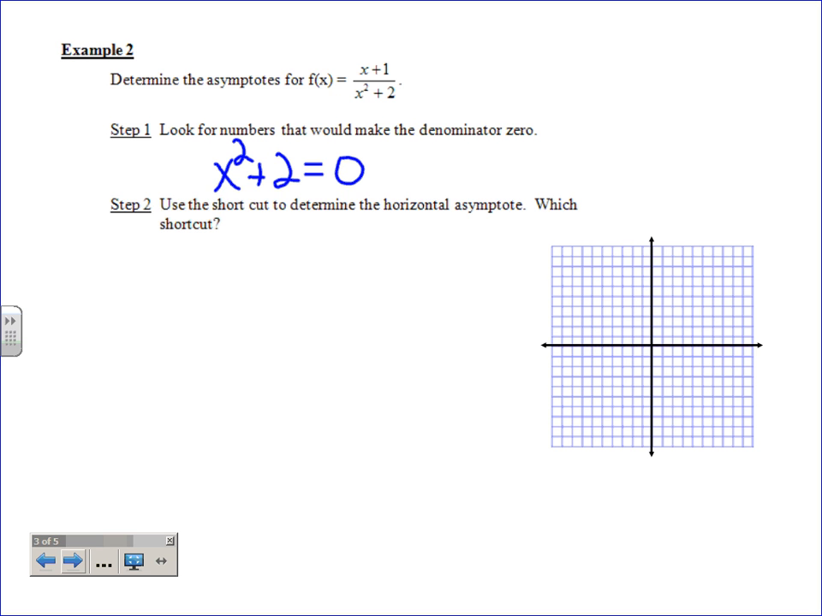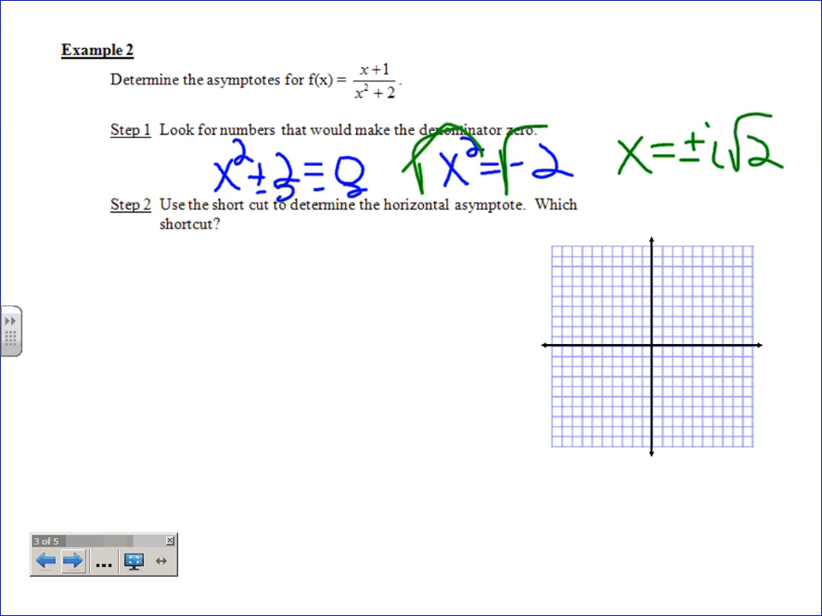So how are you going to solve this? Minus 2. So minus 2, minus 2. So x squared equals negative 2, square root. Plus or minus i square root of 2? How do you graph that? Yeah, you can't. Not on an xy axis. On an imaginary axis, yes, you can, but we don't have one of those.